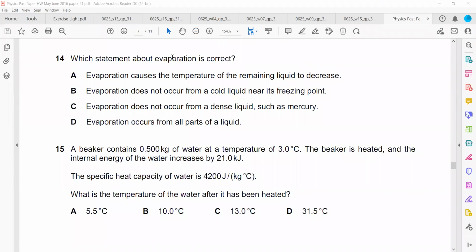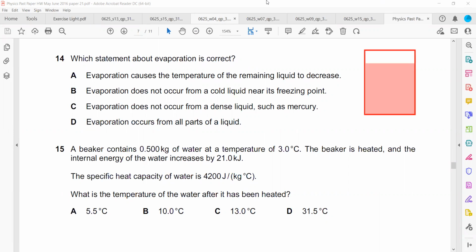In question 14, which statement about evaporation is correct? What happens in evaporation? The most energetic molecules at the surface gain energy and they escape. That's what happens in evaporation. And the molecules which are left behind will have low energy. So evaporation is also known as a cooling process.